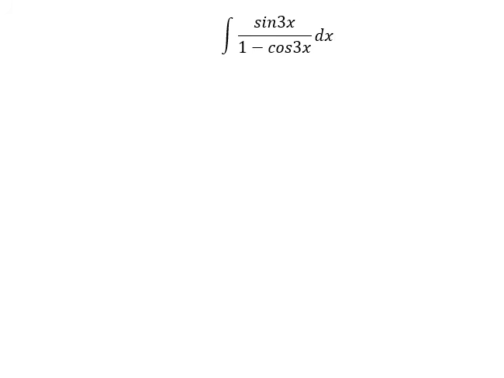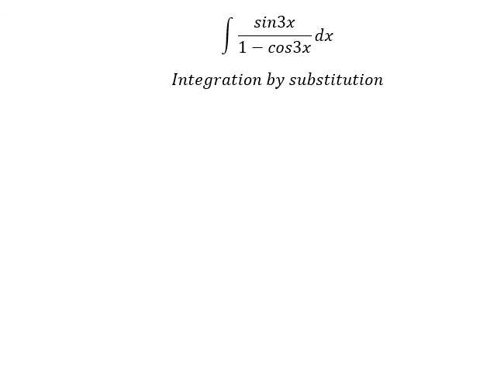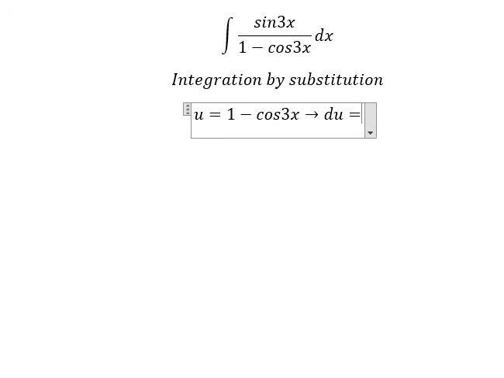Next, we need to use integration by substitution. So I will put u equals 1 minus cosine 3x. So if I take the first derivative of both sides, we have du equals, because the first derivative of number 1 you get 0.